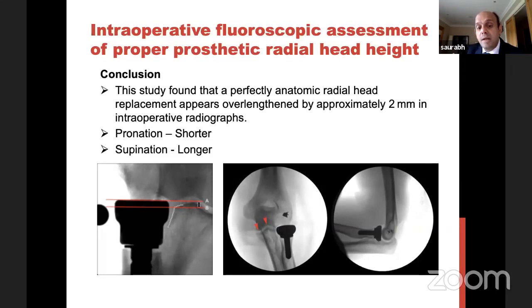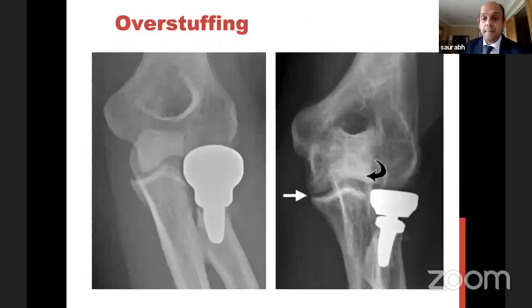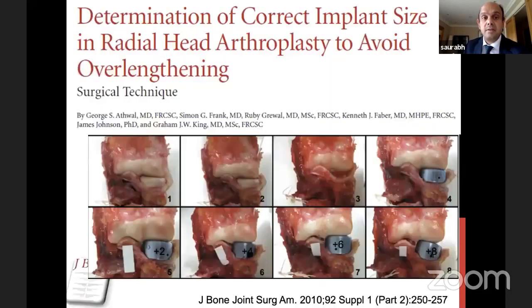Other thing, obviously, practically you can do is, you will see the sigmoid notch here. So you can match the radial head to the sigmoid notch. So you've got lots of tips and tricks to get the height right. This is one thing where when I'm training registrars, they always ask me. So I've highlighted that a bit. So you can see that distance has increased.